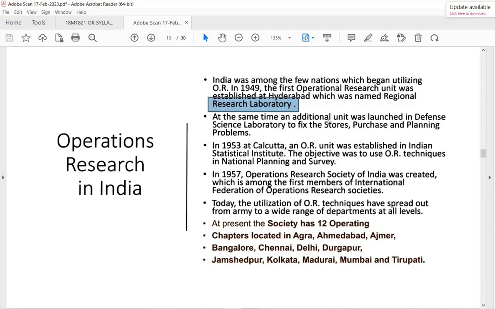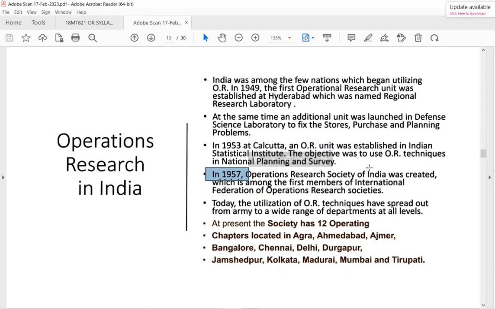Then another was established, the Defense Science Laboratory, to fix store purchase and proper planning for problems. In 1953 in Kolkata, one more unit was established, called the Indian Statistical Institute. There also operation research is going on. The major objective of establishing this institute is that the techniques are used for national planning and survey applications.